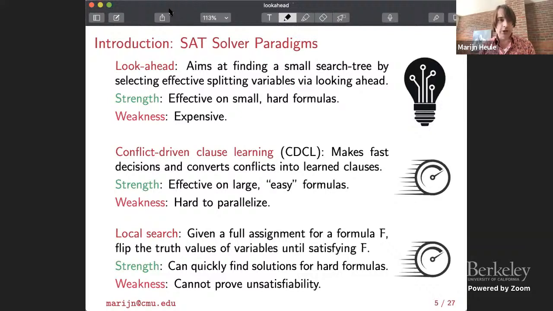Something I briefly want to touch on is local search. Local search is another solving paradigm which is quite effective on a range of problems. It starts with a full assignment, and then it starts flipping the truth values of some variables until a satisfying assignment is found. Some problems that take years with CDCL or look ahead or their combination can sometimes be solved in seconds with local search. Local search has the same property as CDCL: all the data structures are really focused on trying to do things fast.